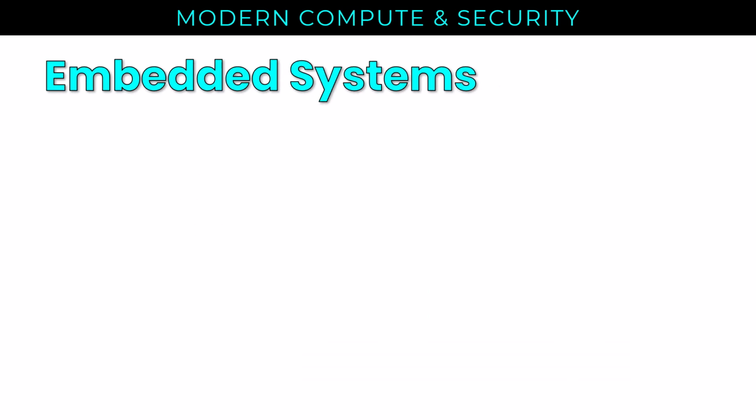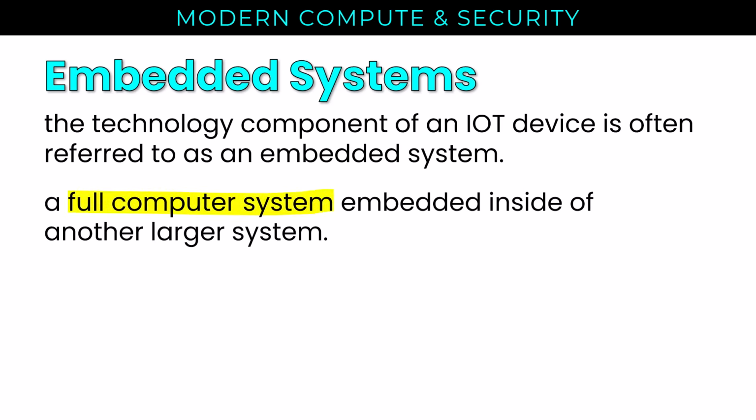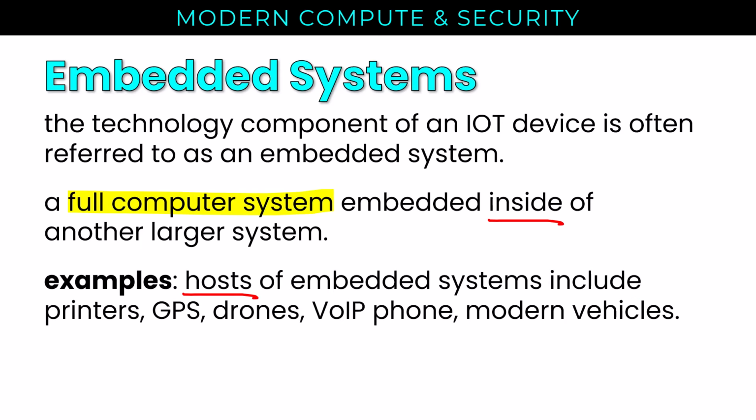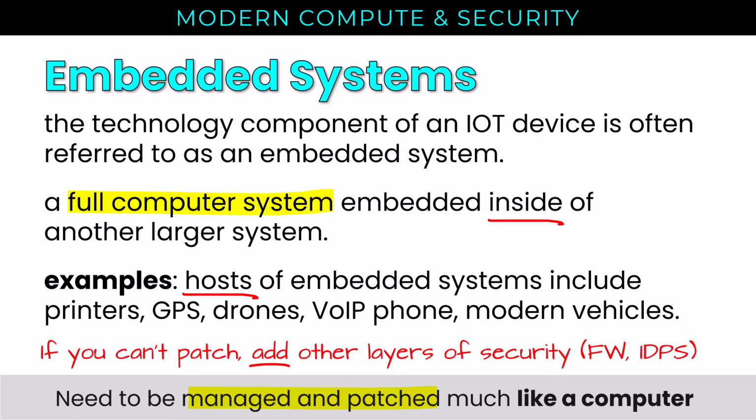So I mentioned embedded systems here. That's the last one on the list in this section. The technology component of an IoT device is often referred to as an embedded system. It's really a full computer system embedded inside of another larger system. Examples here would include printers, GPS, drones, your VoIP phones in the office, modern vehicles, semi-autonomous vehicles. And again, these need to be patched and managed much like a computer. But if you can't patch, keep them up to date, add other layers of security. Firewalls, intrusion detection and prevention to reduce your exposure.